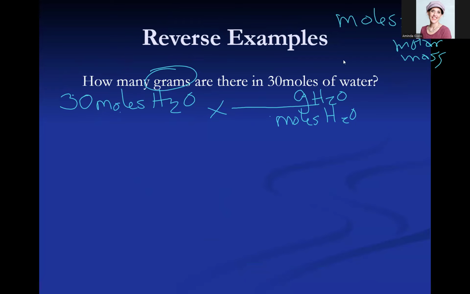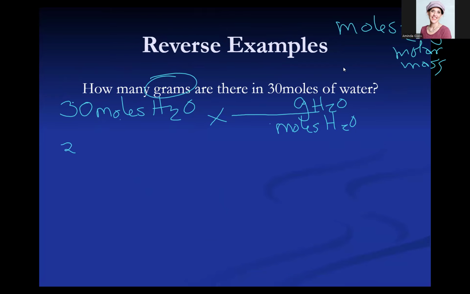Okay, so I come back here and I do my molar mass. I have 2 hydrogens times 1.01 plus 1 oxygen, 16.00, and this gives me 18.02 grams per mole. My moles of H2O will cancel out because remember, my molar mass tells me how many grams are in 1 mole.